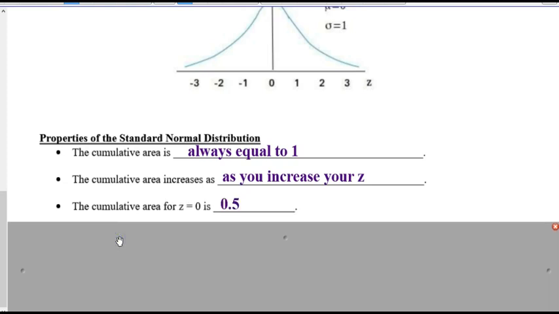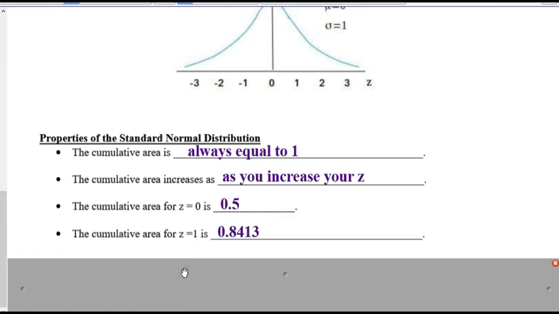The cumulative area for z equals 0 is 0.5. In other words, that's half of the graph. If your z-score is 0, that's half the graph. And as your z-score increases, you're getting more and more of the area. And we'll talk about that.